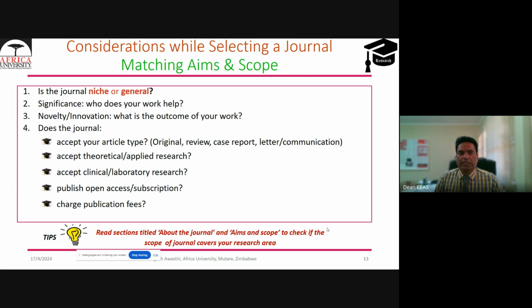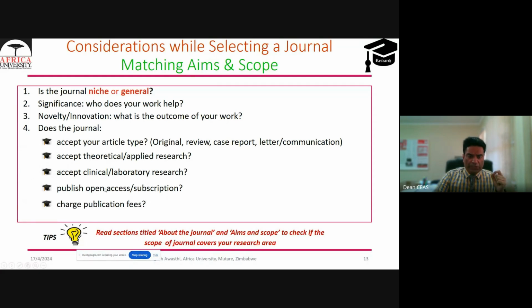We should take care when we go for the selection of a journal. Then we should also take care who your work helps. Nowadays, I think you are also facing the same challenge. There are some journals which are not technical journals, they are science journals, but still they are publishing computer science papers. I think we should avoid those types of journals also. Like I said, does the journal accept your article type? Your type of article, like a case study, a review paper, a thesis, or an original work. It can be theoretical, it can be clinical, it can be open access, subscription, or charge a publication fee.